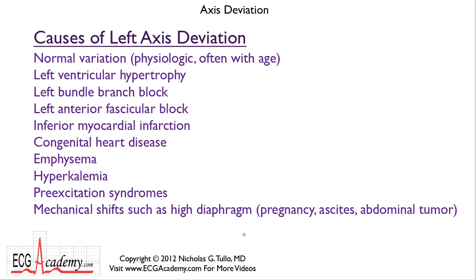Hey, this is Dr. Nick, and we're going to continue this third lesson in the section on QRS axis. Now we're going to deal with axis deviation. And I've put the shopping list of causes of left axis deviation. You can have left and you can have right axis deviation. Well, what does that amount to?